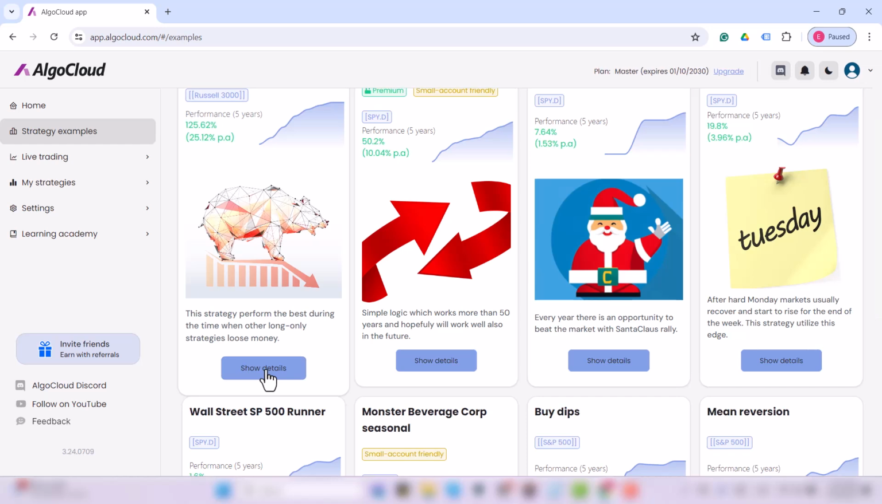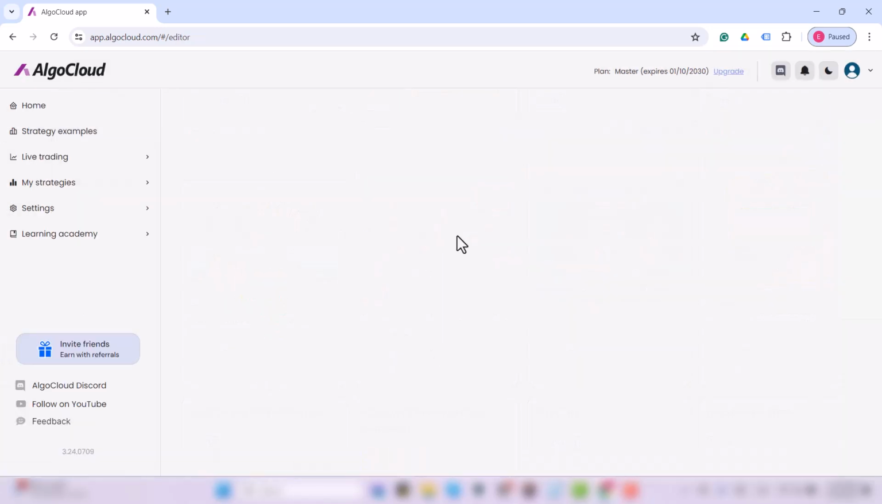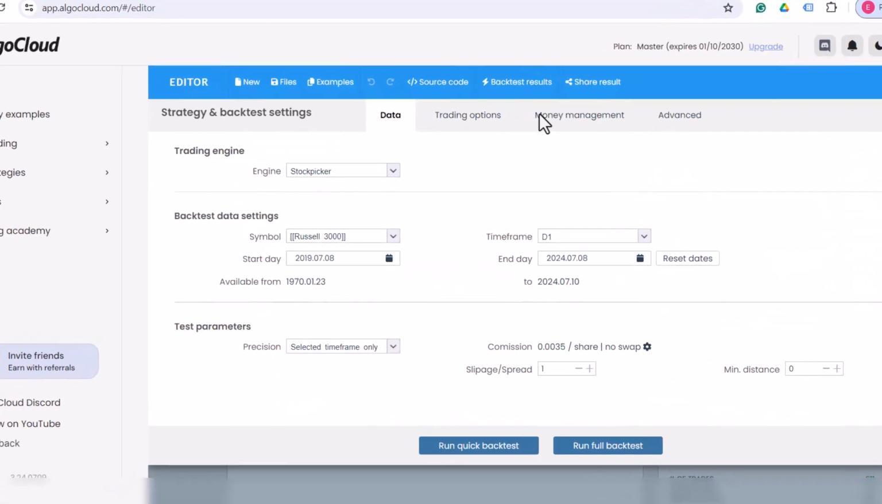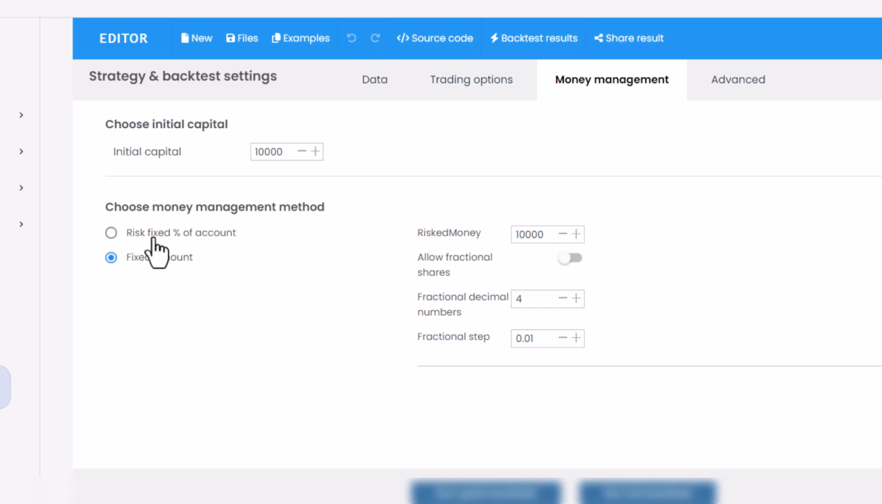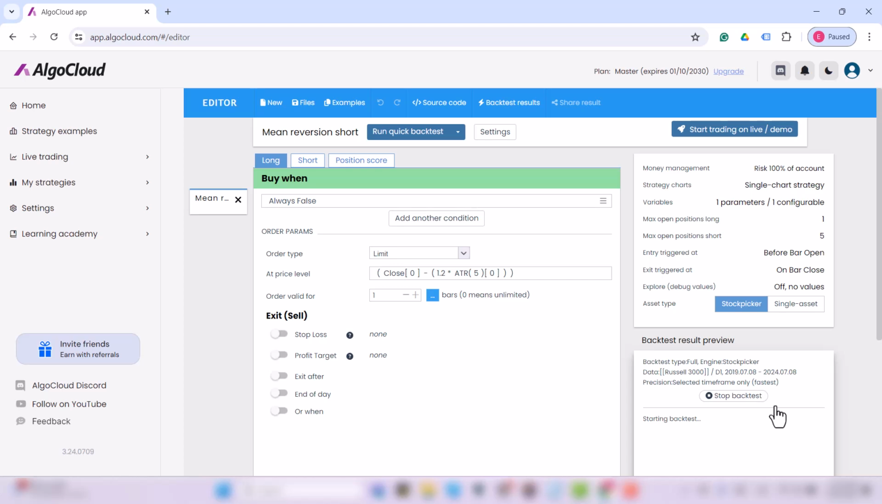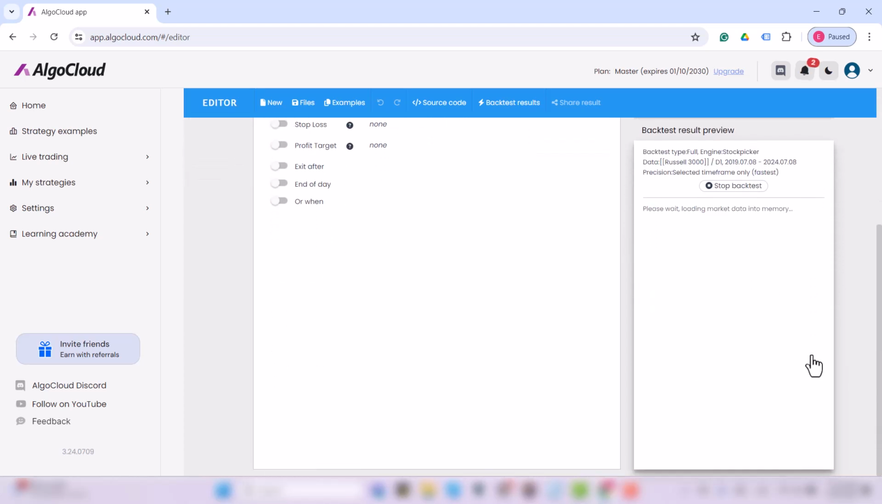I choose mean reversion short, so I clone it and I go right into the settings in the Money Management tab. Here I set it to risk 100% of my trading account, just as I would when buying and holding SPY. In our case, 100% is $10,000. Now, I run a full backtest and wait for the results of the strategy.